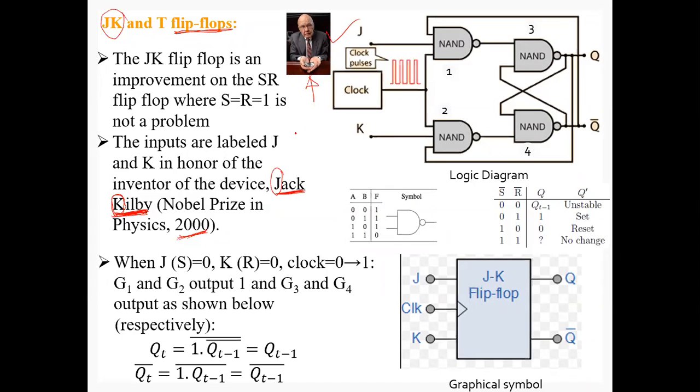Remember we had the SR flip-flop, right? We modify the SR flip-flop and we call it the JK flip-flop. That's the whole idea. In the modified version, S is J and R is K.